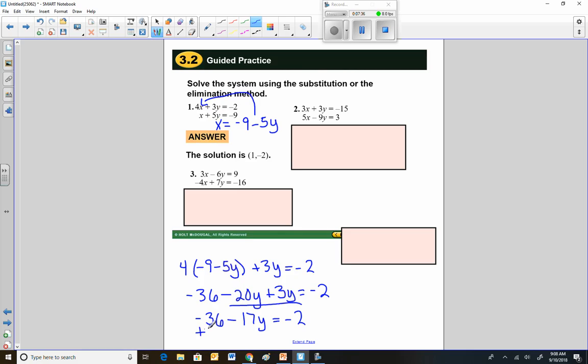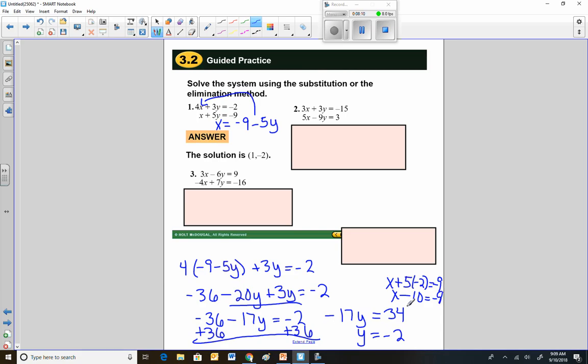And of course you have to add your 36 to both sides. It's a long process, isn't it? And so we get negative 17y equals 34. And we'll divide by negative 17, so y equals negative 2. Then you sub it back in, and I'll do it in the second equation. So we have x plus 5 times negative 2 equals negative 9. So you get x minus 10 equals negative 9.